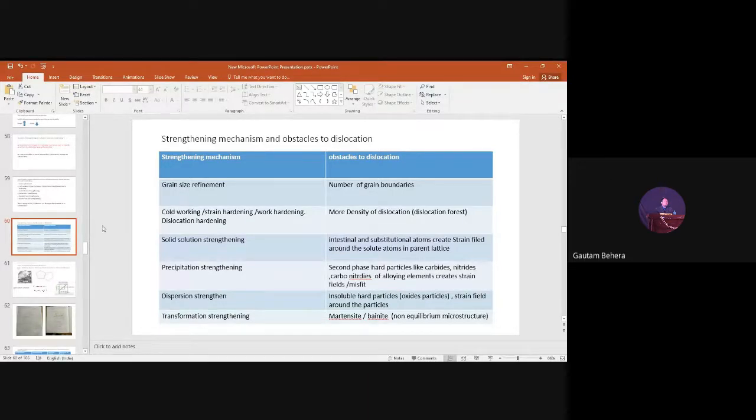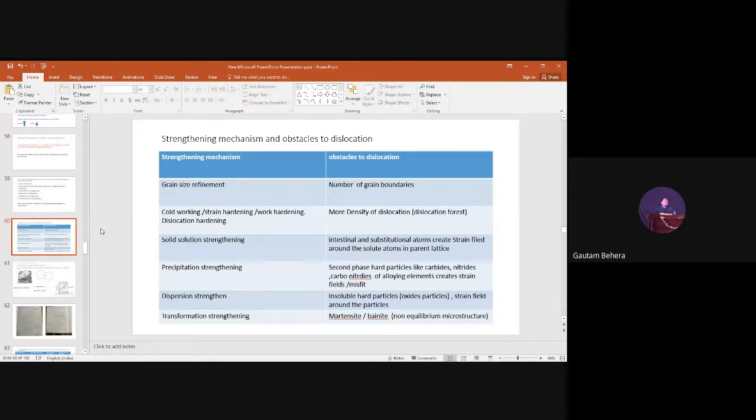Or we can go for very, very fast cooling also. That also reduces the grain size. And there are also different techniques. We may discuss that in coming lectures, how you can reduce the size of the grain. There is a technique called cyclic heat treatment. That is a very interesting part actually.